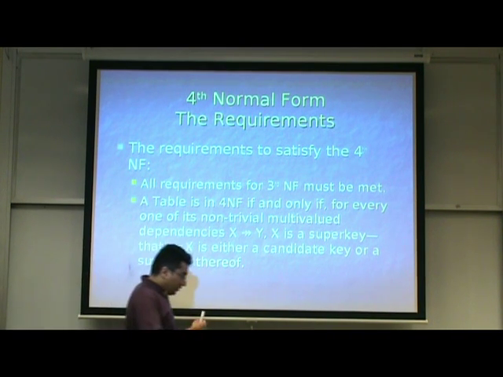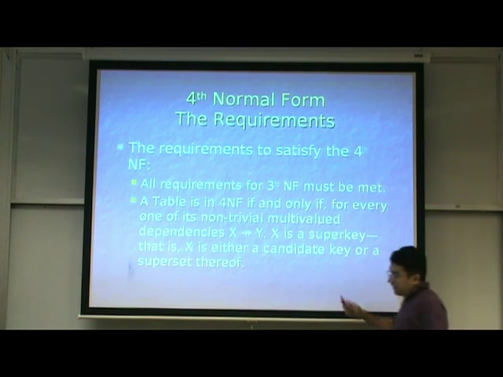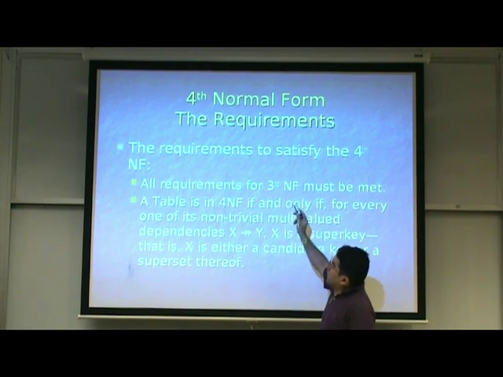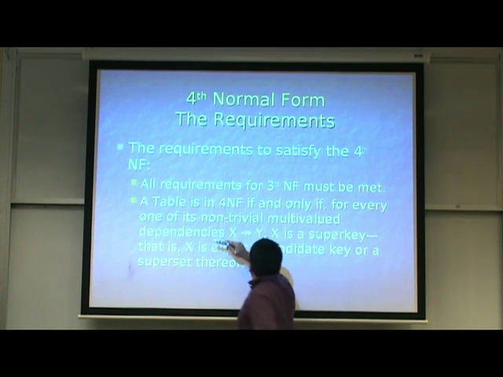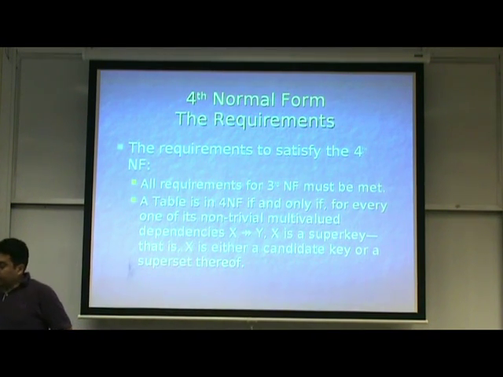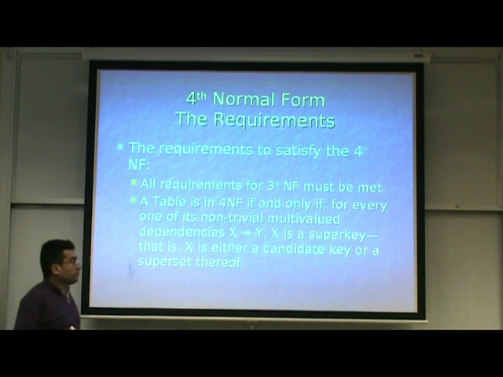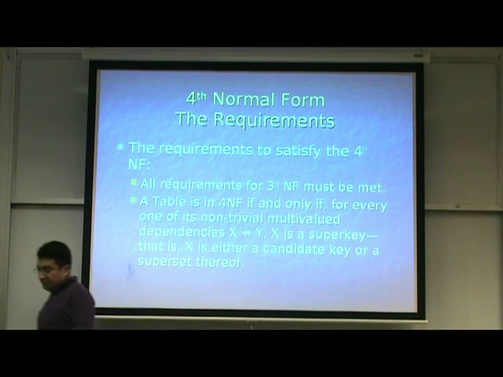Okay, the most complicated form of the normal forms that we are studying is fourth normal form. The table is in fourth normal form if the database is in third normal form, and for every one of its non-trivial multi-value dependencies, X is a super key, that is, X is either a candidate key or a superset of those candidate keys. This can be explained better with an example.